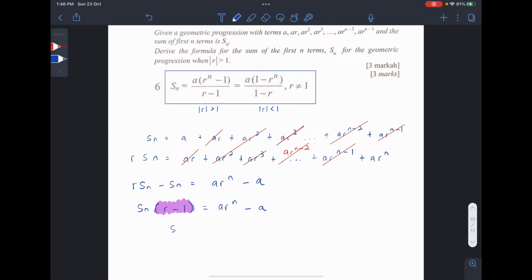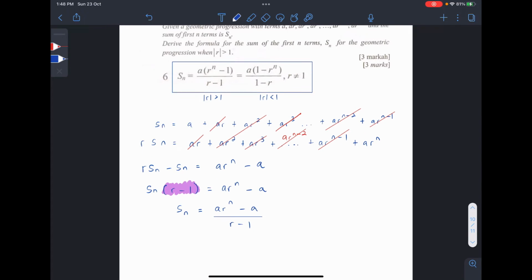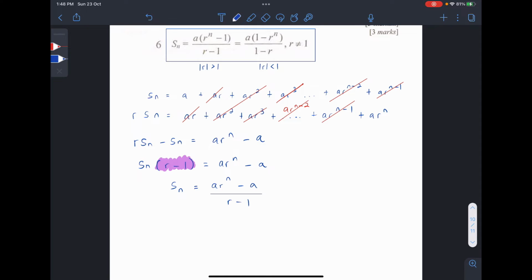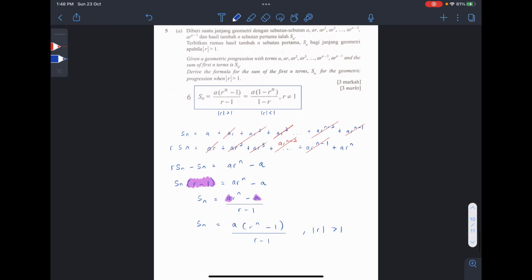You will get Sn equals ar^n minus a over r minus 1. And I just noticed that there is something additional that you can do because there are two a's on the left and right side. So over here, we can actually factorize out even more. So it will become a(r^n minus 1) over r minus 1. So we have actually derived the formula just like how they wanted us to do it.